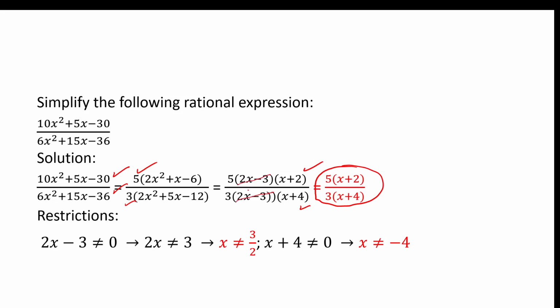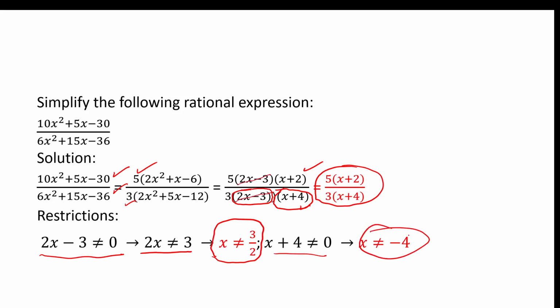Now, we have to say that 2x minus 3 was at one time a factor of the denominator. We cannot let that equal 0. So therefore, we cannot let 2x minus 3 equal 0, meaning 2x cannot equal 3, meaning x cannot equal 3 halves. And similarly, x plus 4 is a factor of the denominator. We cannot let that equal 0, meaning x cannot equal negative 4.